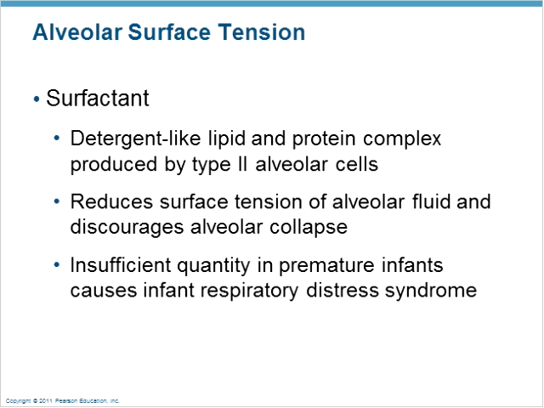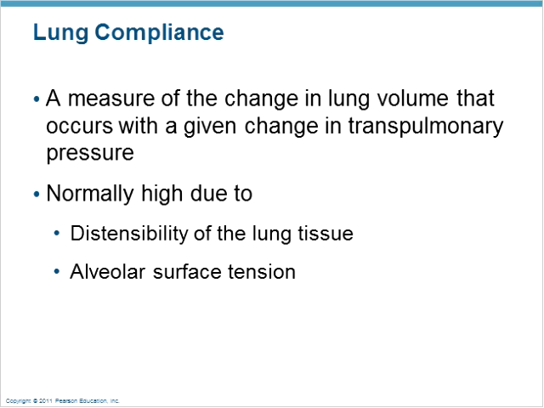Insufficient quantity in premature infants causes what's called infant respiratory distress syndrome, which is IRDS. What basically happens is when infants are born prematurely, they aren't able to produce surfactant. They'll do a test on them, which is called an L/S test, which stands for lecithin/sphingomyelin, and that test will tell them potentially or indirectly whether the child is able to make its own surfactant, and that'll give them some great prognostic capabilities in determining what they're going to have to do for that premature child.